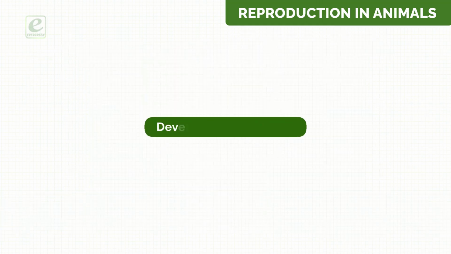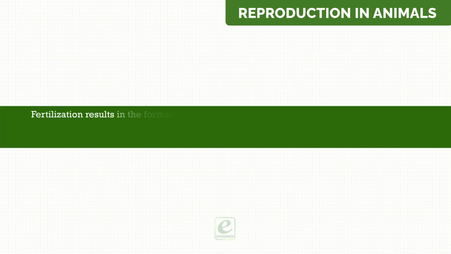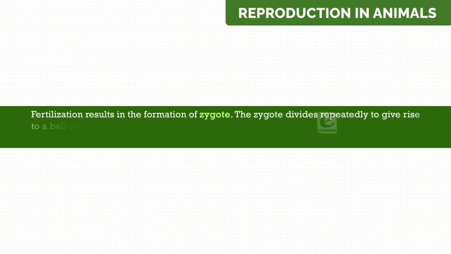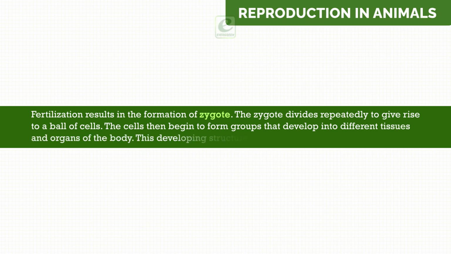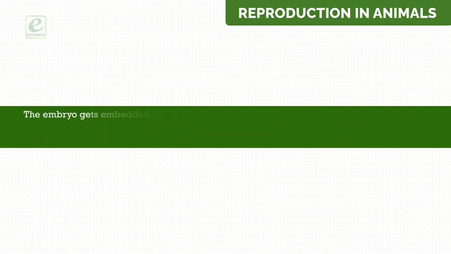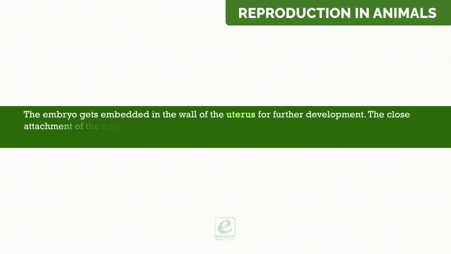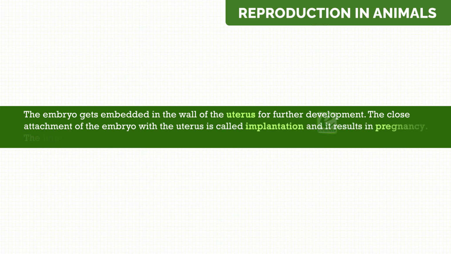Development of embryo. Fertilization results in the formation of zygote. The zygote divides repeatedly to give rise to a ball of cells. The cells then begin to form groups that develop into different tissues and organs of the body. This developing structure is termed as an embryo. The embryo gets embedded in the wall of the uterus for further development. The close attachment of the embryo with the uterus is called implantation, and it results in pregnancy.